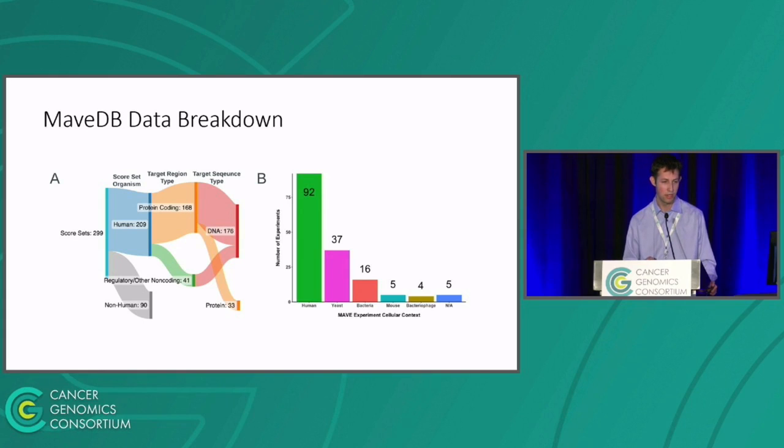In MAVEDB, at the time of analysis, there were 299 total score sets. 209 described human biology, so we looked at those for our analysis. Breaking down further, we had 168 protein coding score sets and 41 regulatory score sets. Of those 209 score sets, we had 176 DNA target sequences and 33 with protein target sequences. And there are different contexts for those experiments too. The majority was human. We also had yeast experiments, bacteria, mice, and bacteriophage, and also some where the context was not available.